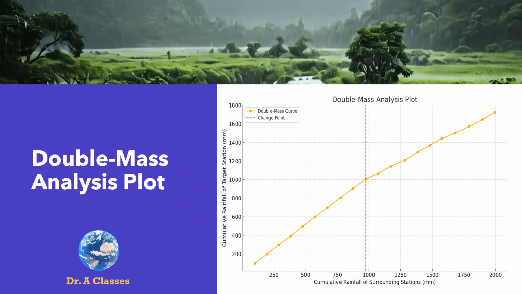Later segments, years 11 to 20: the slope decreases, indicating that the target station began recording lower rainfall values than expected based on the surrounding stations. This part of the curve requires correction using a correction factor CF to realign it with the initial trend.